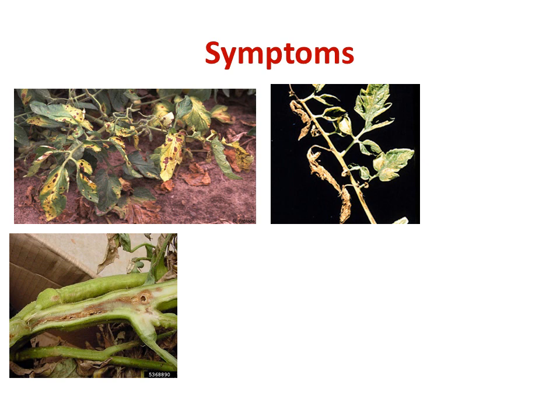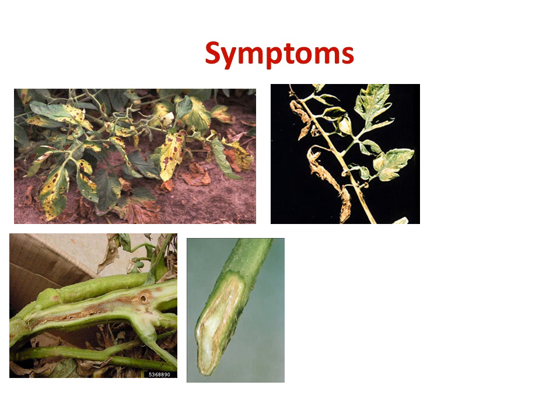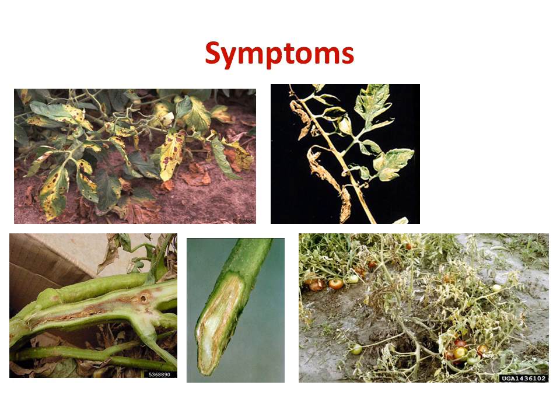And at the same time, if you take a longitudinal section of the stem and observe it, you can see the entire vascular bundle has shown discoloration. This is due to the decay of the xylem tissue. And finally, the entire plant dries, wilts and dies. These are some of the symptoms of wilt disease in tomato.